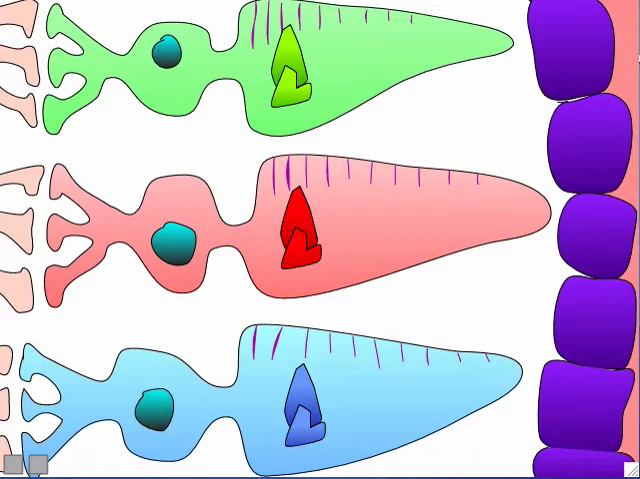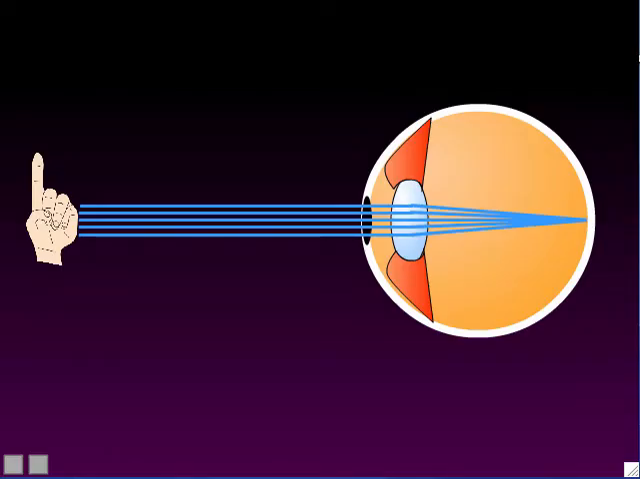Alrighty, well, we've been talking about how the photoreceptor cells detect light. I want to shift gears a little bit now, and this will be the last part of our discussion of the vision sense. I want to talk about how eye focusing works.